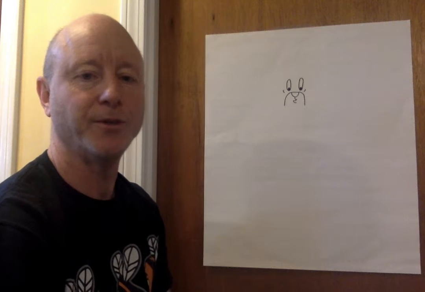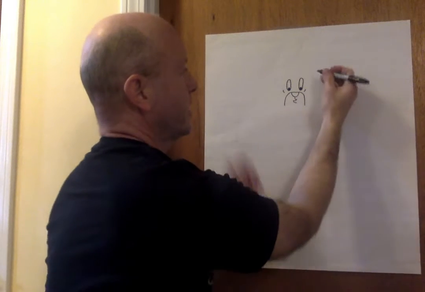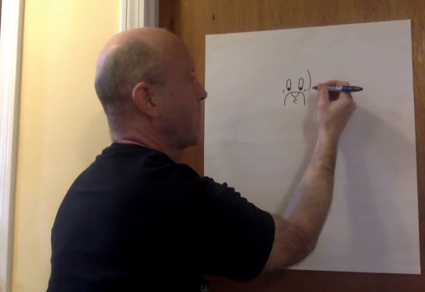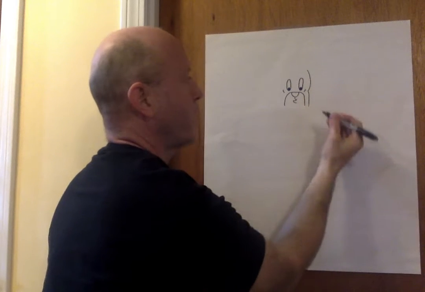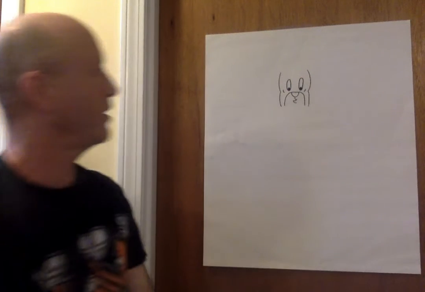Okay, once we do that, we're going to work on the sides of his head. So we want to come to the right, and we're going to curve down to about his eyes, and then kind of curve back out again. And the same thing on the other side.